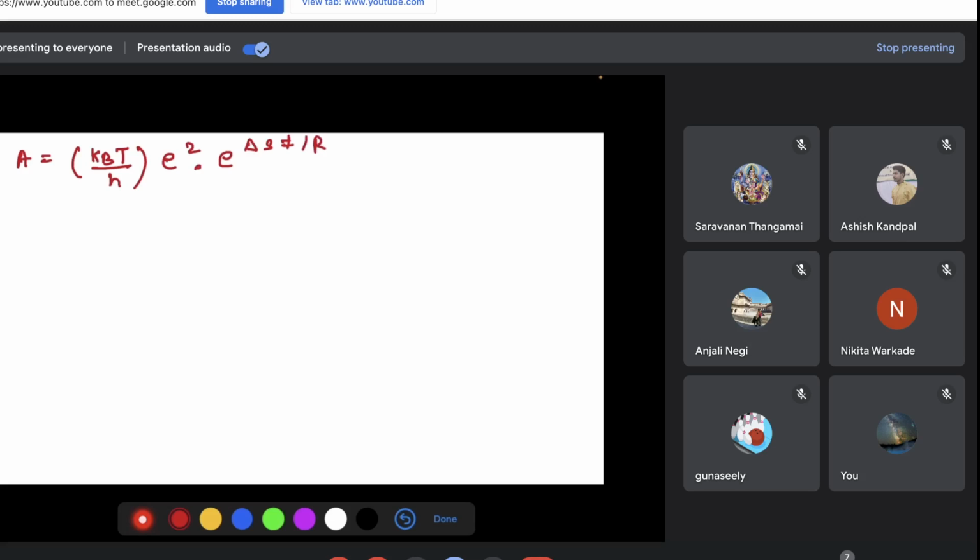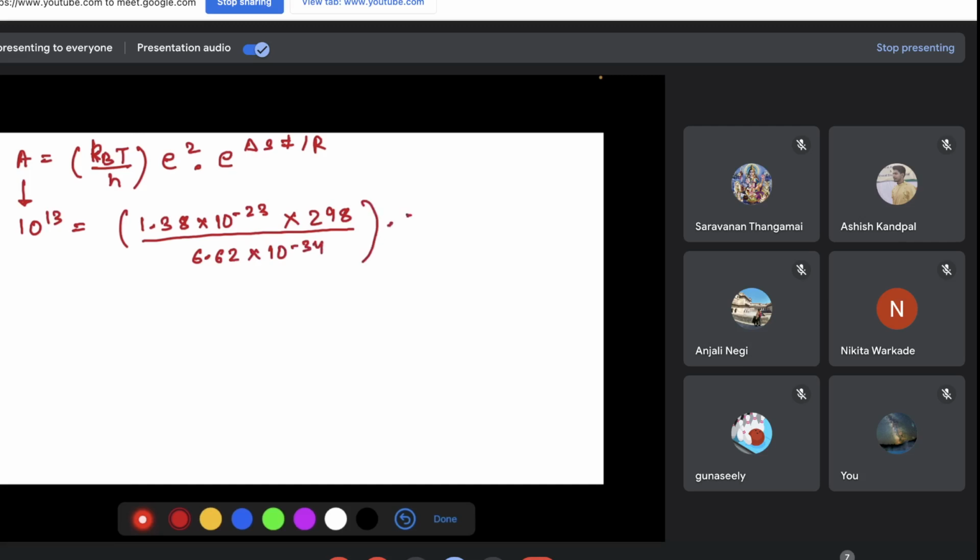Now, once we put all the values given in our problem, that is exponential 10 to the power 13, small k, so this is Boltzmann constant 1.38 into 10 to the power minus 23, temperature, that is 298 Kelvin. In a Kelvin scale we have to convert the 25 degrees Celsius, and here h is 6.62 into 10 to the power minus 34. This is e exponential delta S double dagger upon 8.31.